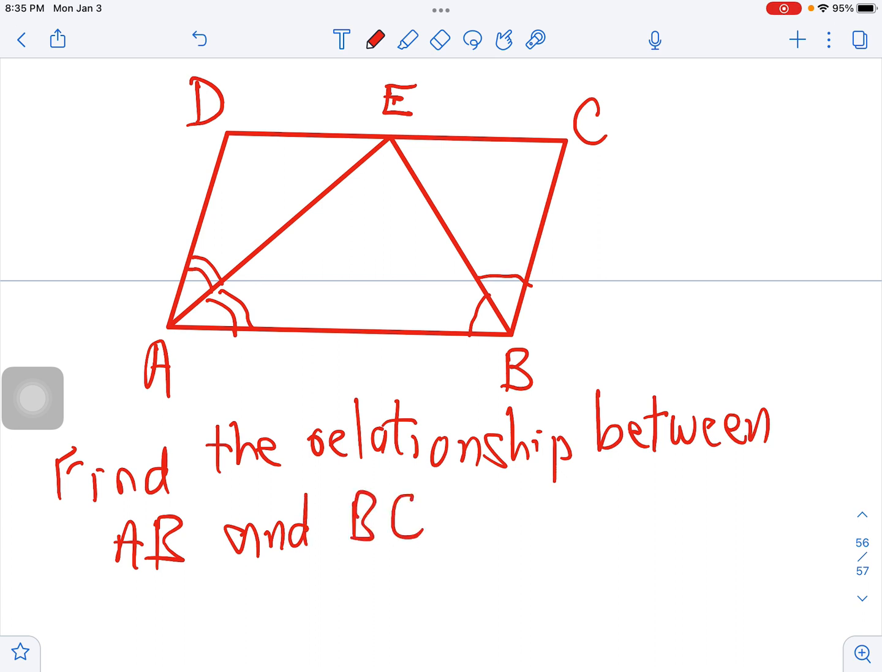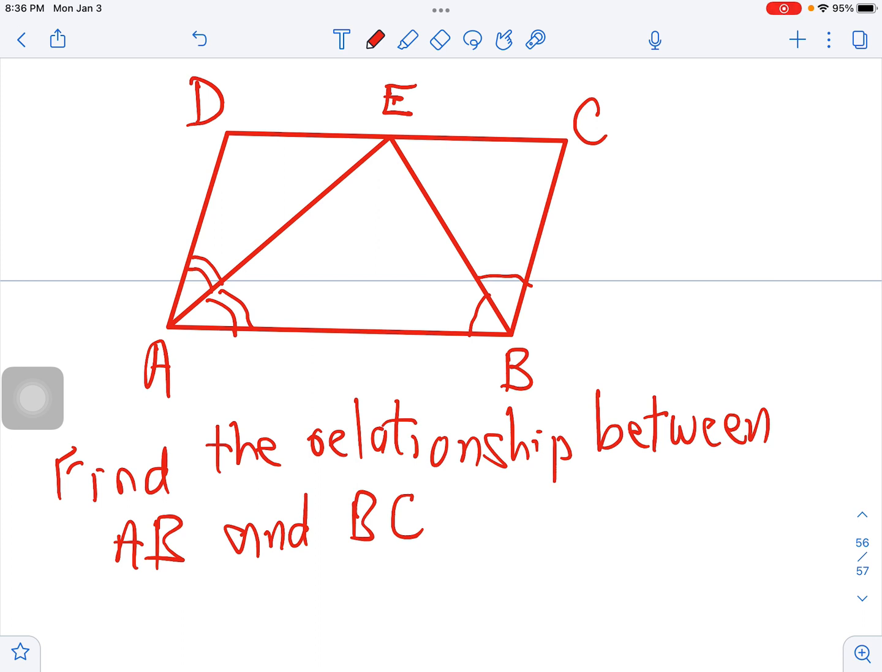Now, when you look at this problem, it's not very apparent how you connect AB and BC, right? But then go back to the given information. It's a parallelogram. Angle A is bisected. Angle B is bisected, right?